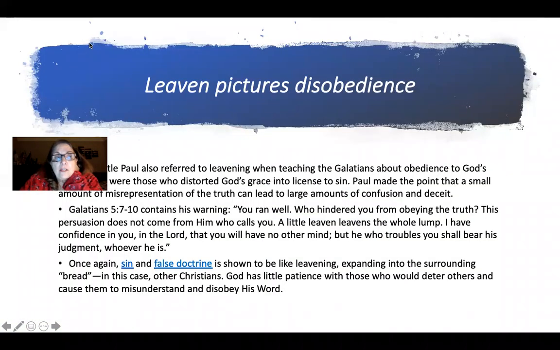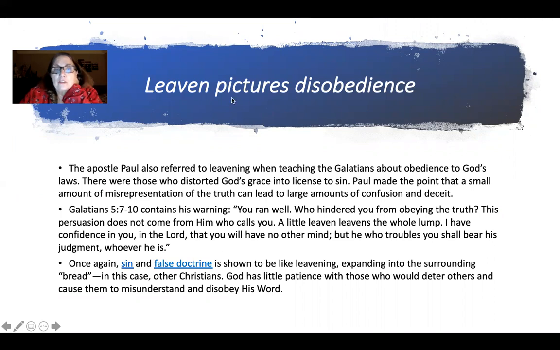So if you have sin and you have false doctrine, it's also a picture of disobedience. The Apostle Paul also referred to leavening when teaching the Galatians about obedience to God's laws. There were those who distorted God's grace into a license to sin. Have we seen that today? Paul made the point that a small amount of misrepresentation of the truth can lead to large amounts of confusion and deceit, which is happening today in our churches.